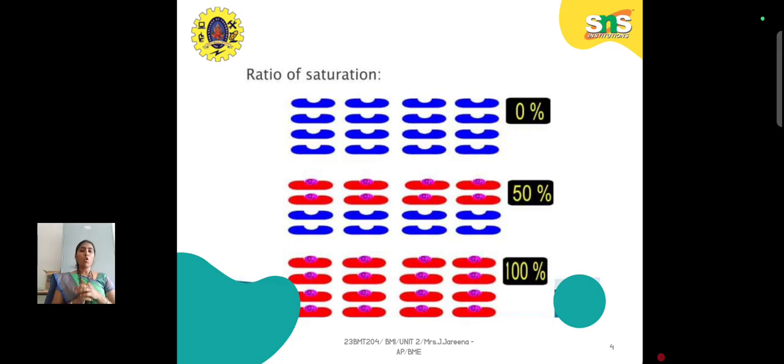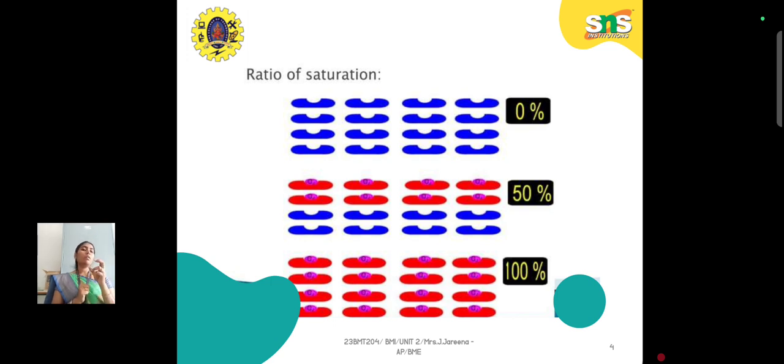Okay, so let's see now what the ratio of saturation is and how we measure it. There are two components in the blood we will focus on here. One is oxyhemoglobin, another one is deoxyhemoglobin. The blue color highlighted here is deoxyhemoglobin, and the red color one is oxyhemoglobin. These are the hemoglobin parts. If the hemoglobin binds with oxygen, it is called oxyhemoglobin. If the hemoglobin is free of oxygen, then it is called deoxyhemoglobin.